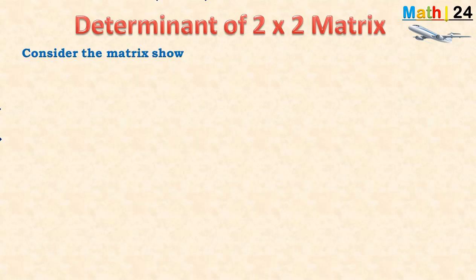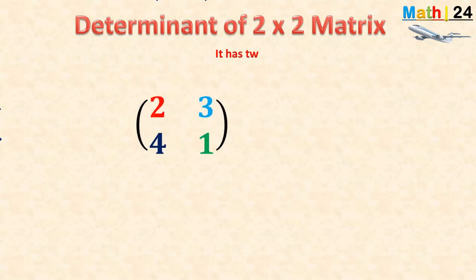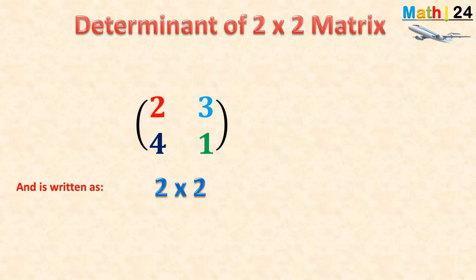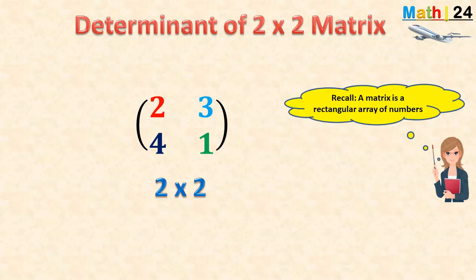In this tutorial we are looking at the determinants of a 2 by 2 matrix. Let us consider the matrix shown below. It has two rows, row 1 and 2, as well as two columns, column 1 and column 2. So it is a 2 rows by 2 columns matrix, written as 2 by 2 and read 2 by 2 matrix.